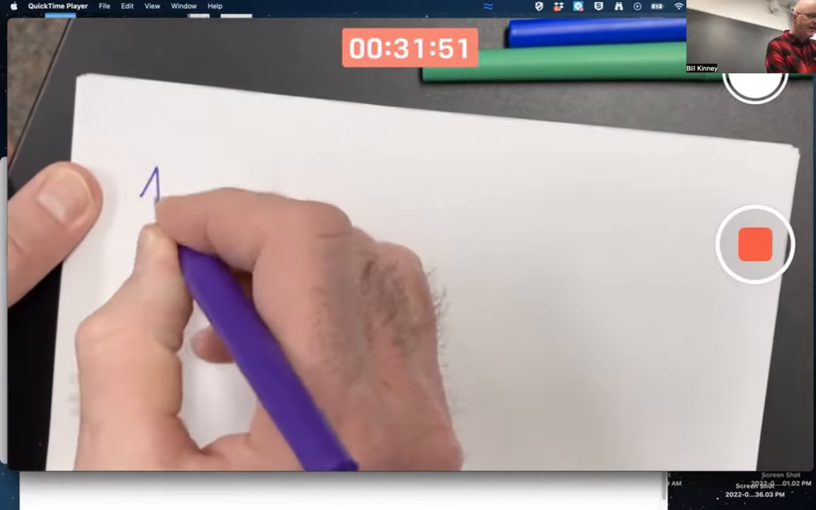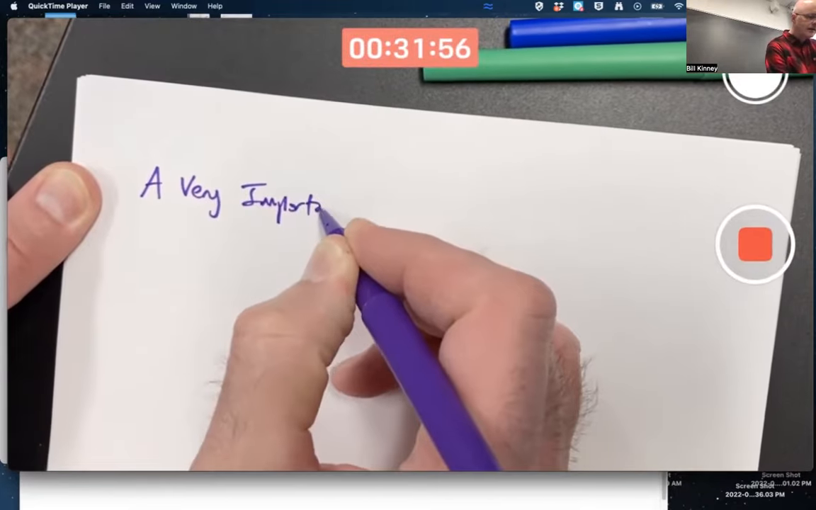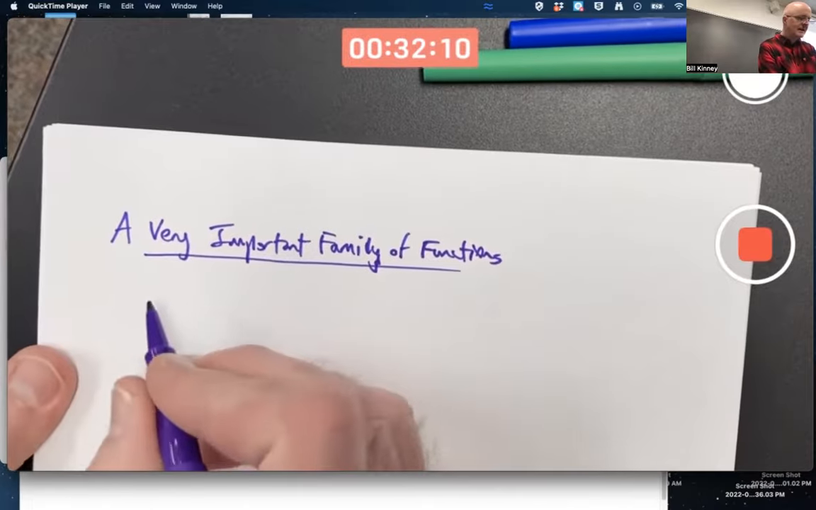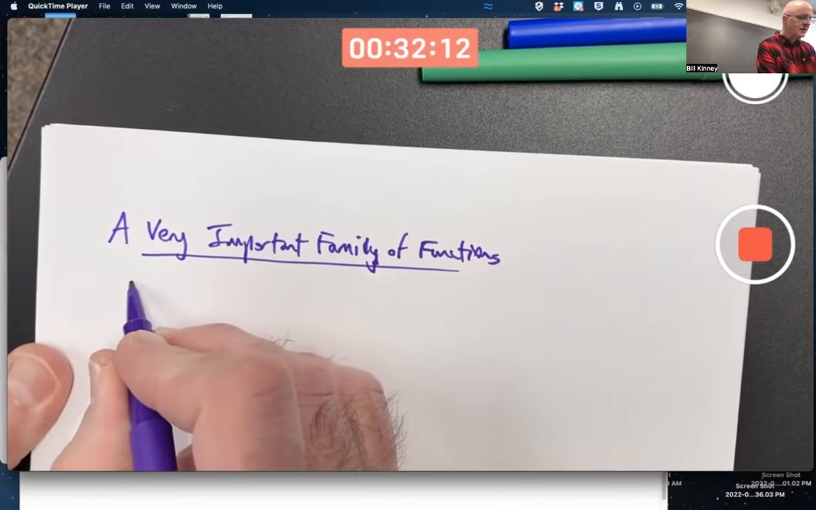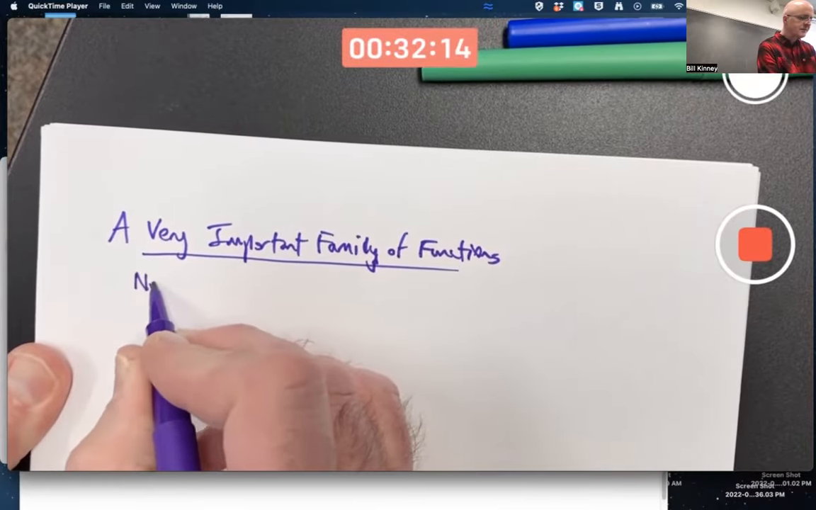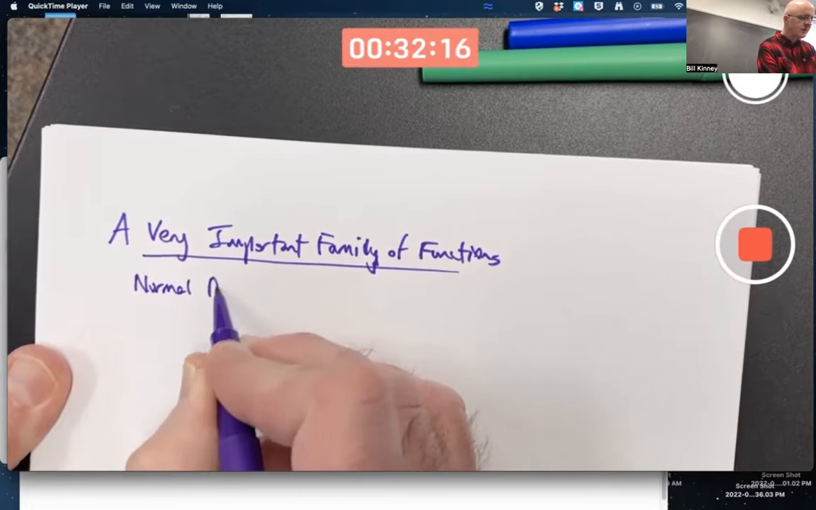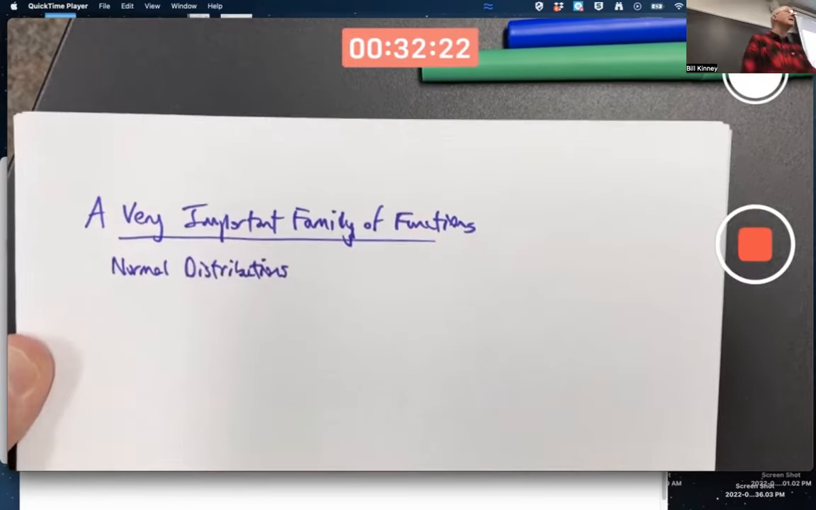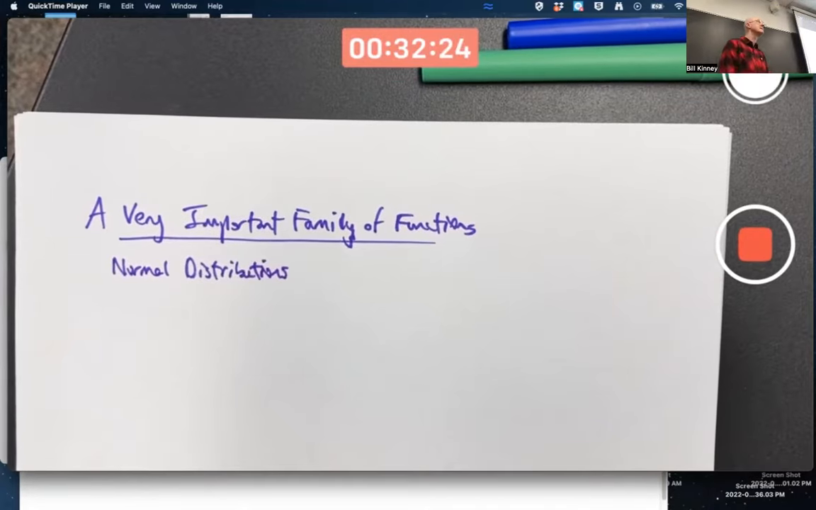Here is a very important family of functions. It's called the family of normal distributions. Normal distributions. Bell-shaped curves, like this. See my finger there? These functions are used all the time in probability and statistics.